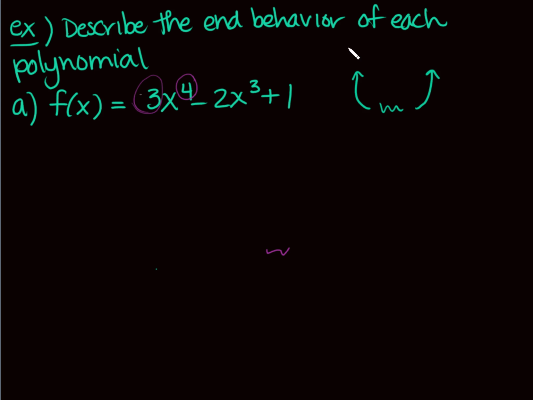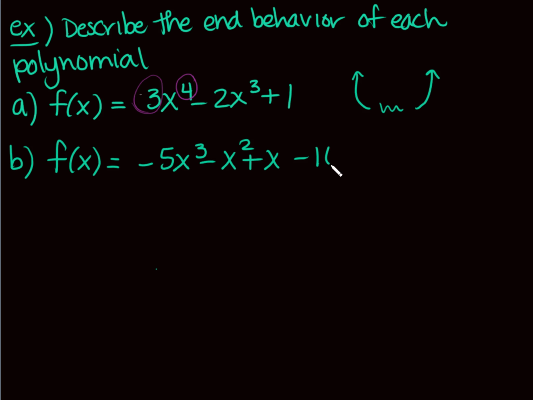That's exactly how I want you to describe it with one of those little arrows. You don't have to do the squigglies in between. I don't think your MyMathLab has you do the squigglies in between, but that's the formal word for it too, squigglies. What about negative 5x cubed minus x squared plus x minus 10?